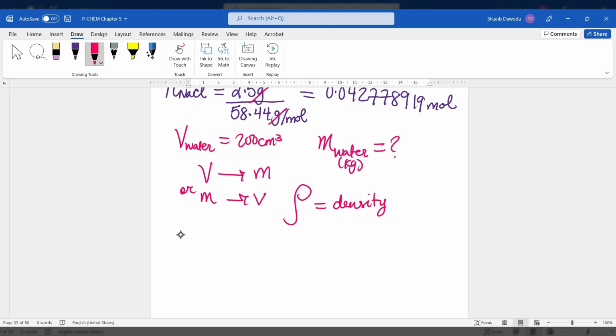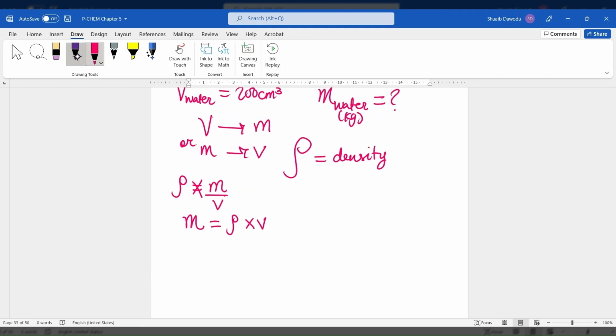So, remember, density is simply mass over volume. And since we're dealing with mass, we can just multiply and have mass equal to density times volume. Now, of course, this is not just mass, this is the mass of water, which is equal to the density of water multiplied by the volume of water. So we're given the volume of water. We know that to be 200 centimeter cubed, but then we need to know what the density of water is. And I have to quickly explain something to you guys.